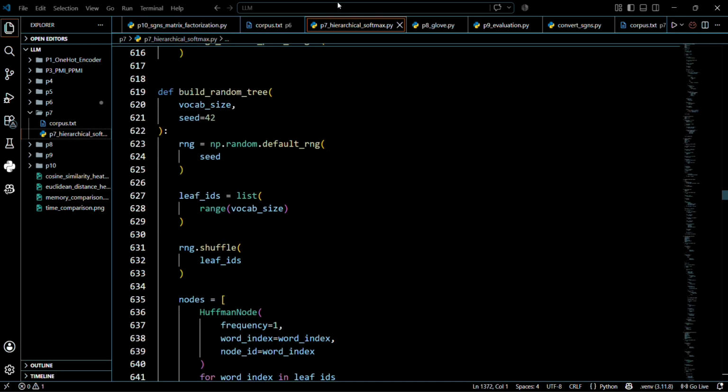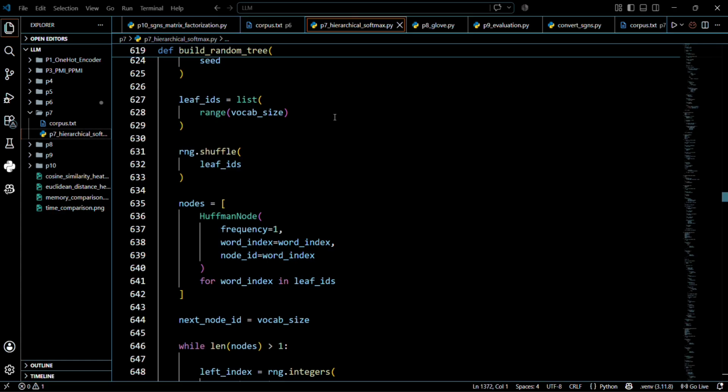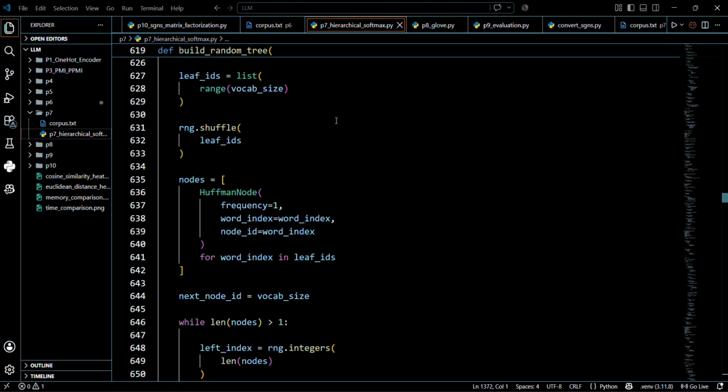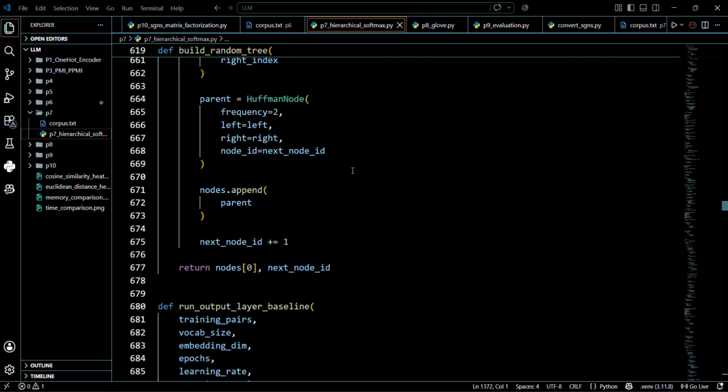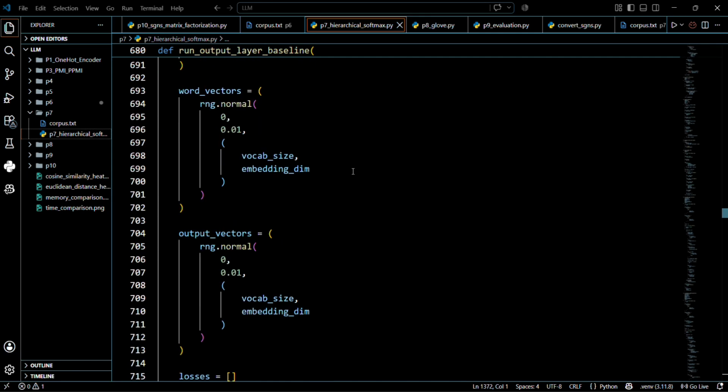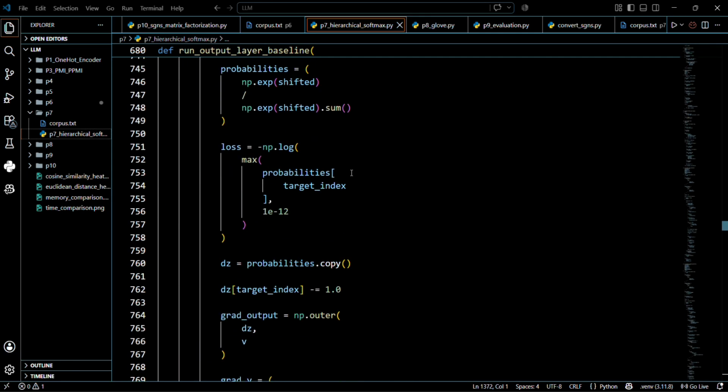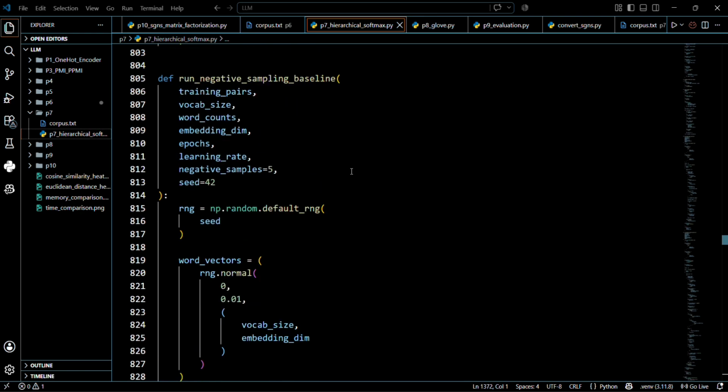Finally, I create a random binary tree and compare it with the Huffman tree. I report the average path length and training time for both trees. This shows how the tree structure affects hierarchical softmax training. This bar chart summarizes the training time comparison of the different output layers.